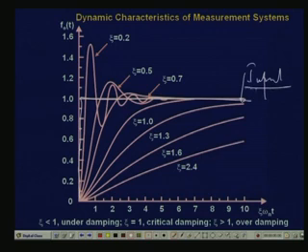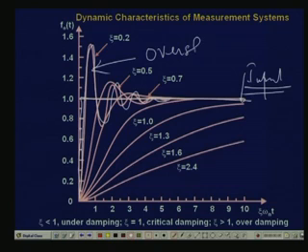Now, for different values of zeta, as zeta goes to lower and lower values, you can see that you get an oscillatory behavior. So, there is an overshoot. For underdamped sensors you are going to get an overshoot. On the other hand, for overdamped systems there is no overshoot and it slowly rises, almost like a first order system.